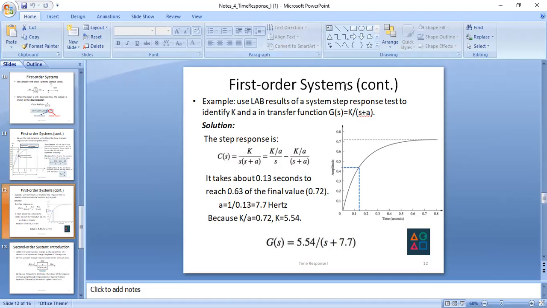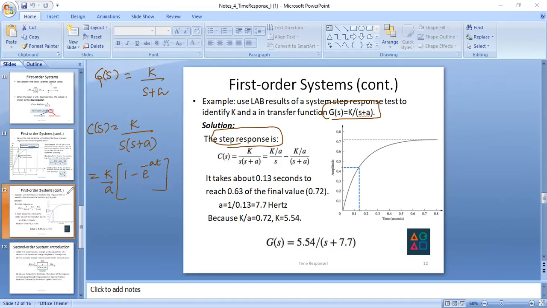Suppose in this question you have been given G of S is equal to K upon S plus A, and we have to find the step response. Step response is K over S. So what did I get? We will get K by A into 1 minus e to the power minus At. When you solve it, you will get this.